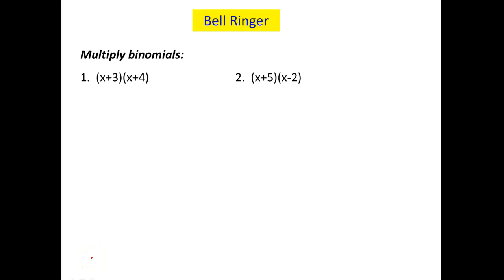Lesson 11.5, Factoring Trinomials. The bell ringer for today, we have two binomials we want to multiply. When we multiply them, remember that we're going to be using the FOIL method. So it's going to be first, outside, inside, last.